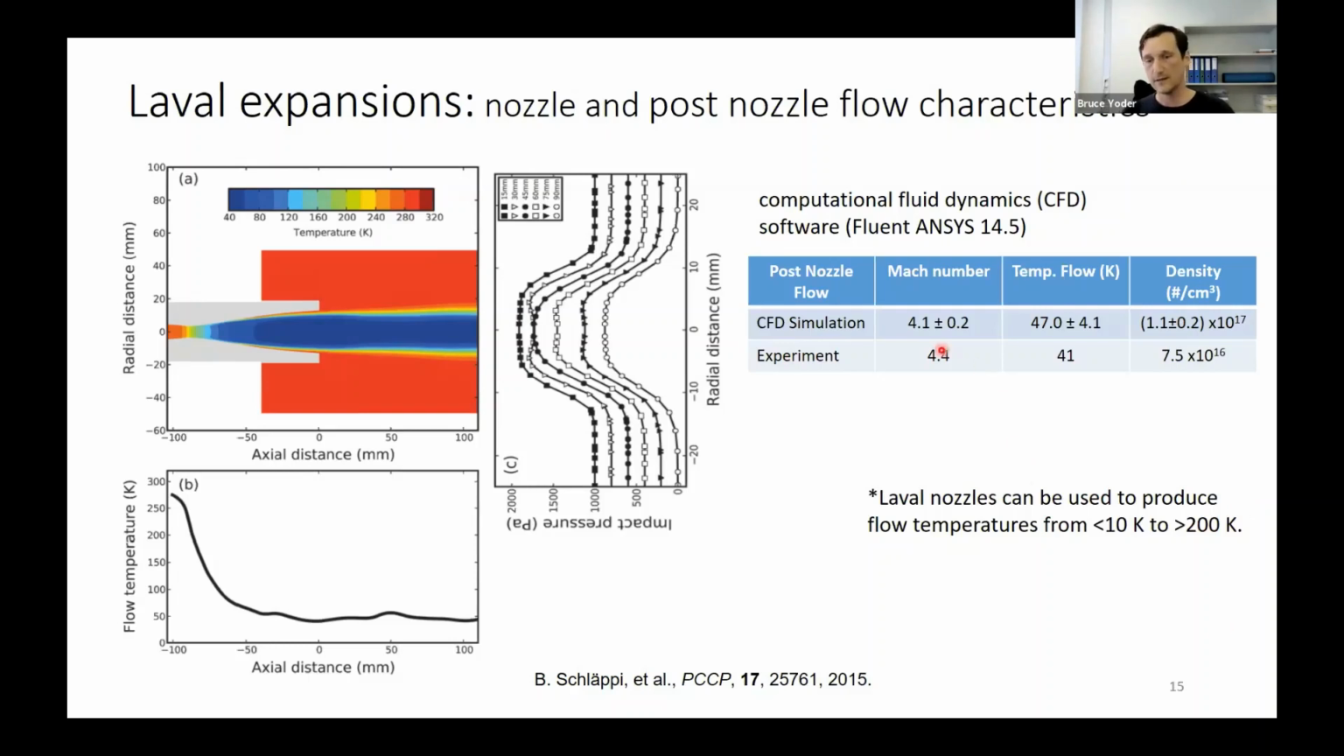Some deviation between design, simulation, and experiment is typical for Laval expansions, even with great care taken in all of these steps. I also note here that the gas density in the post-nozzle flow is as high or higher than many free jet expansion molecular beams. Laval expansions can be used to produce equilibrium temperatures down below 10 Kelvin and up to above 200 Kelvin.